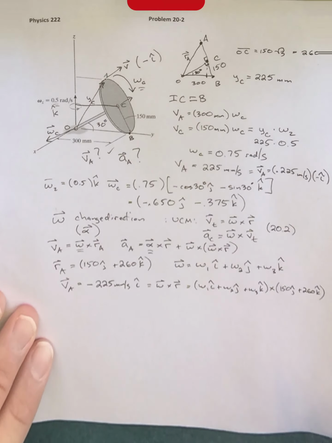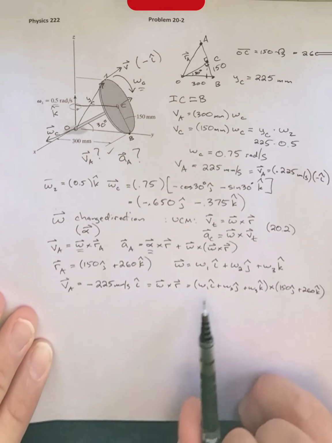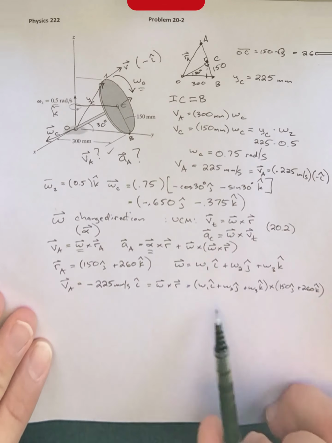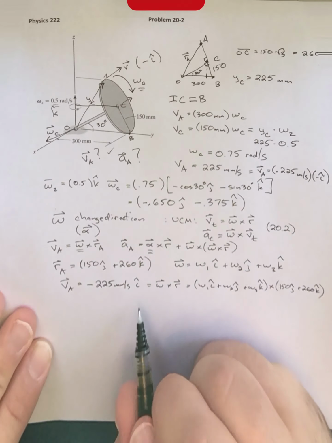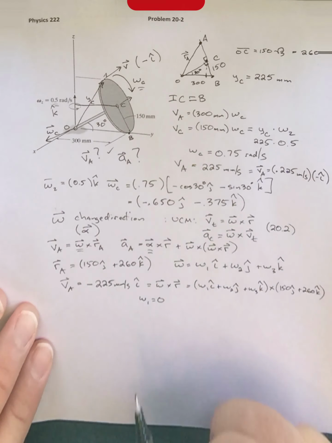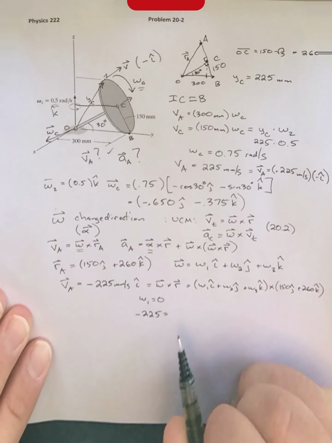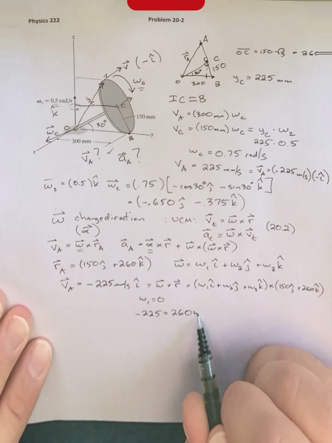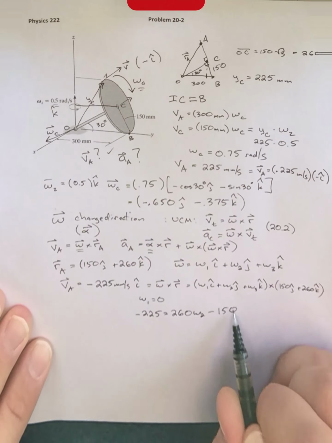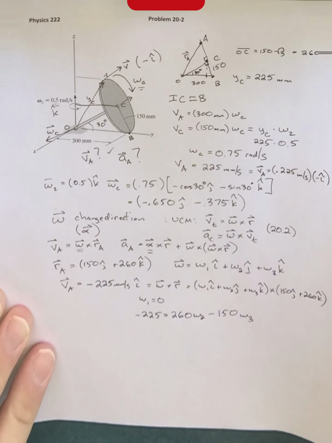Again, work out those cross products, and notice that since we only have an i component here, I can only have i components on the left-hand side, so that immediately tells us that my omega 1 is going to be equal to 0. However, the equation that we do have left over says negative 225 is equal to 260 omega 2 minus 150 omega 3, which is two unknowns, but with only one equation.